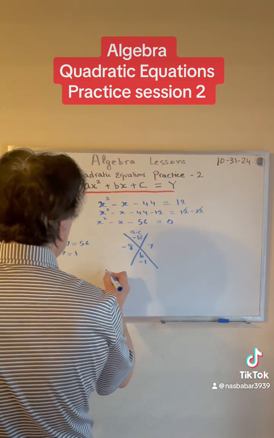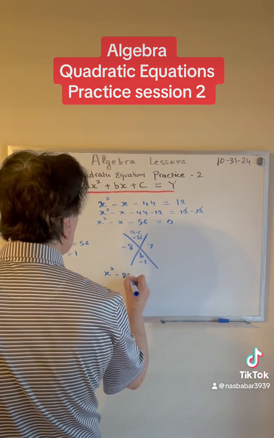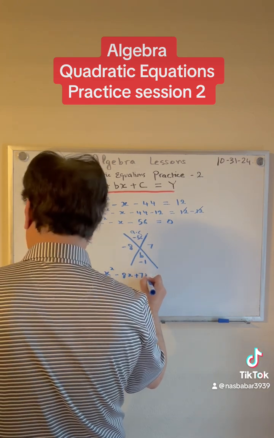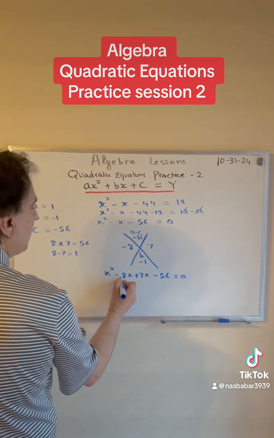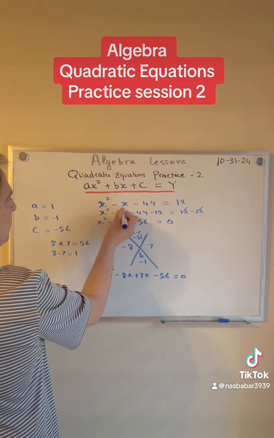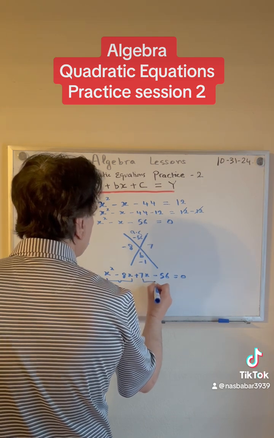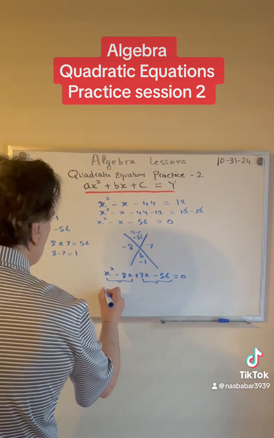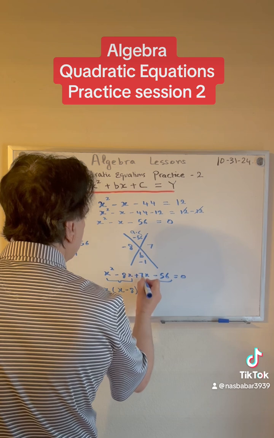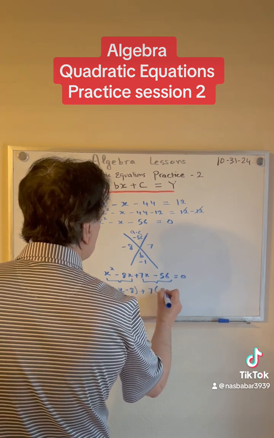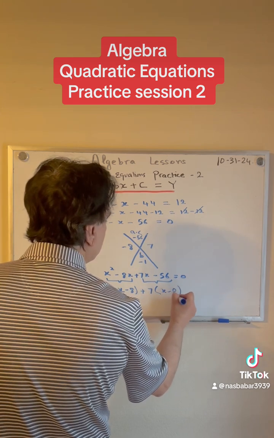Okay, so let's go ahead and say x squared minus 8x plus 7x minus 56 is equal to 0. Minus 8x plus 7x gives me minus x, which is the same as this. Let's go ahead and do factorization. Factors for this and factors for this. I take x common, and I get x minus 8 here. Plus I take 7 common, and I get x minus 8 here.